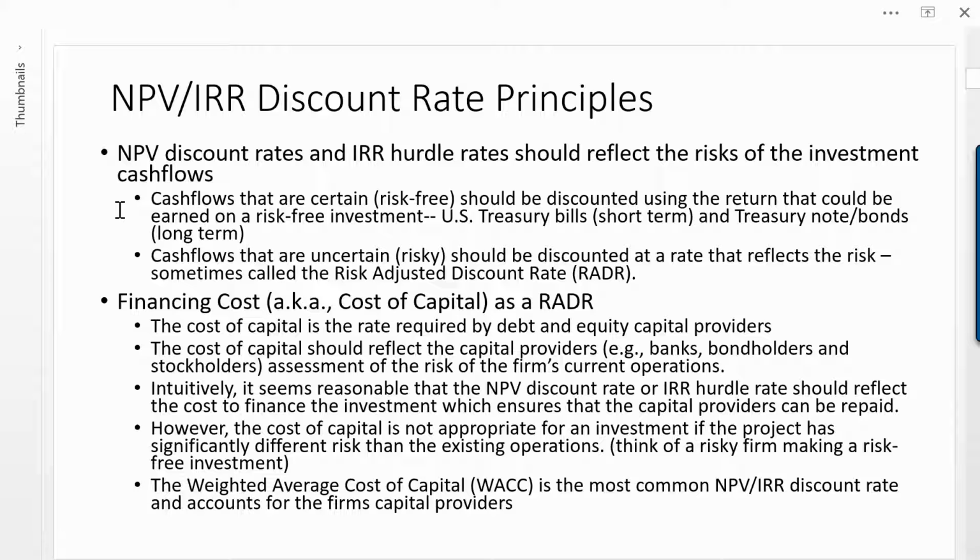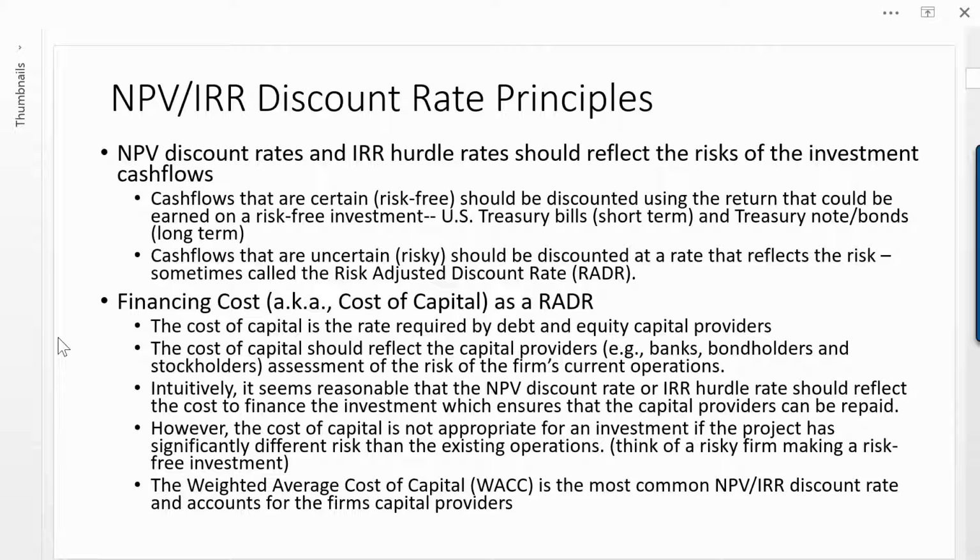Now, if you're looking at a project that's risky, has uncertain cash flows, that should be discounted at a rate that reflects the risk of the project. Sometimes we'll call that the risk-adjusted discount rate, when a discount rate reflects the risk. On this topic, we're going to focus on one particular risk-adjusted discount rate, and that is the financing cost or cost of capital of a firm.